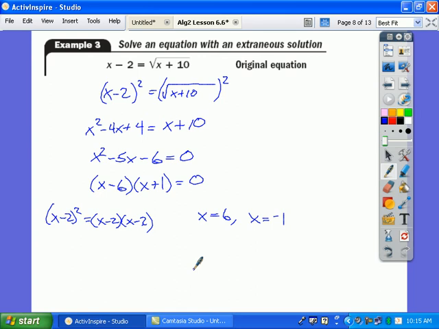So let's check those. If I plug in x equals 6, I get 6 minus 2 is 4. So the left-hand side says 4. And here I get 6 plus 10, which is 16. The square root of 16 is just 4. Check. That works.